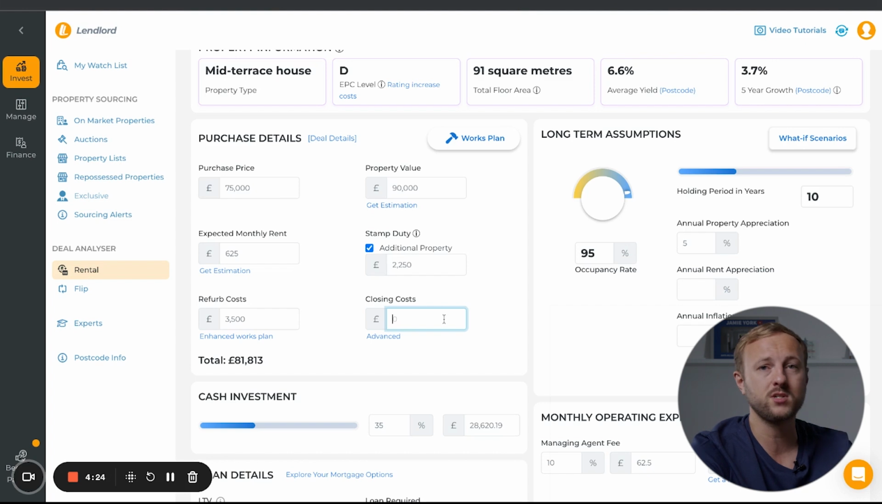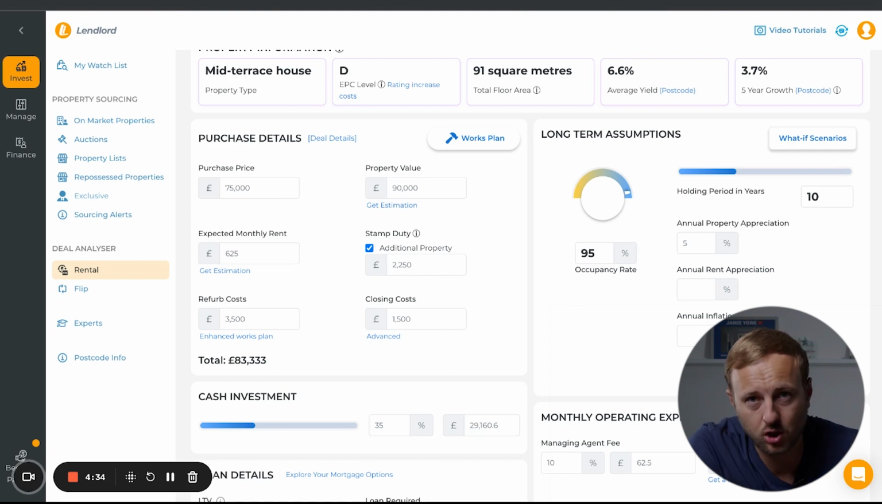And then, of course, you've got closing costs. Closing costs are your legals, your broker, etc. So we're going to put 1,500 in there. And of course, you're going to have stamp duty to pay, which is $2,250. Thank you, taxman, for helping us out again there.